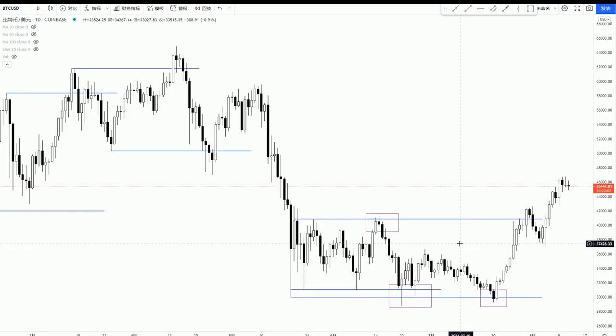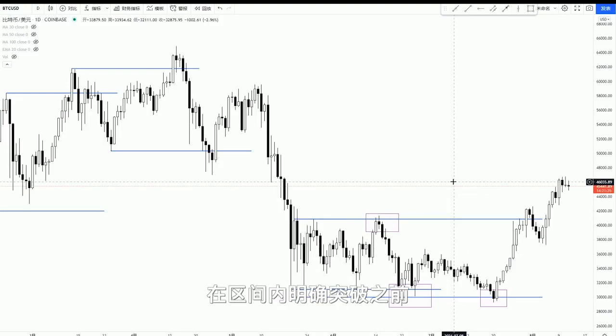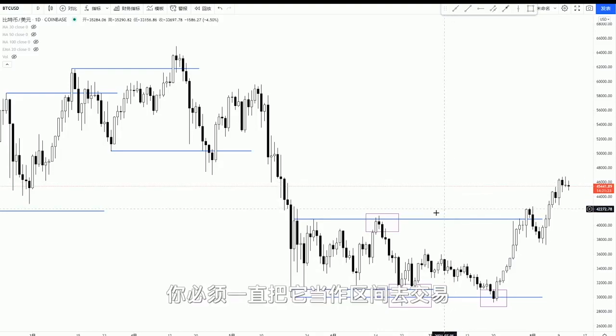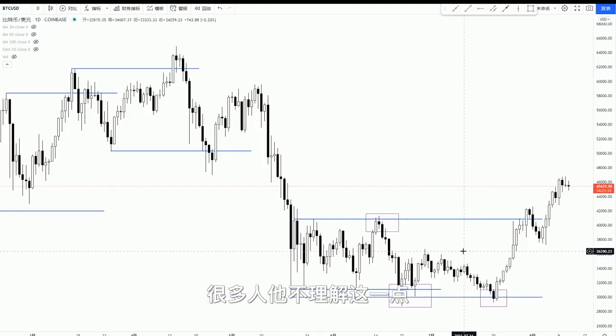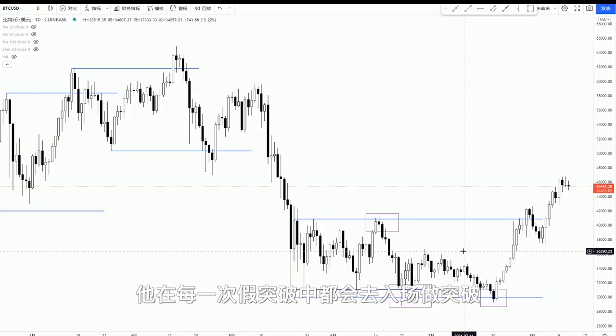A lot of people didn't understand that, and even if some people understand this point, it is difficult for them to do it in actual trading. They will enter on every fake breakthrough, so that it will be lost in the equity curve. Let's talk about another knowledge point, about the phenomenon of a pressure vacuum in the market.